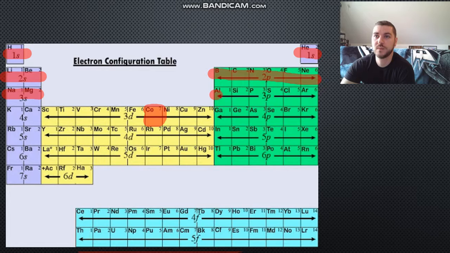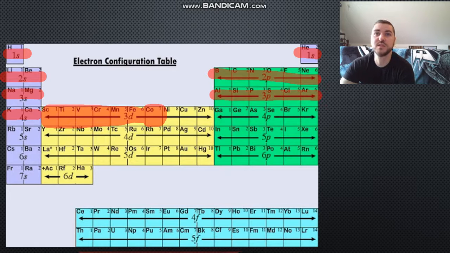3s2, 3p6, 4s2. Now this is where it gets tricky. You'll notice this starts at 3. This D block, as it's called, is in the 4th row, but it actually is 3D. So we have 3D 1, 2, 3, 4, 5, 6, 7. So our configuration ends in 3D7.